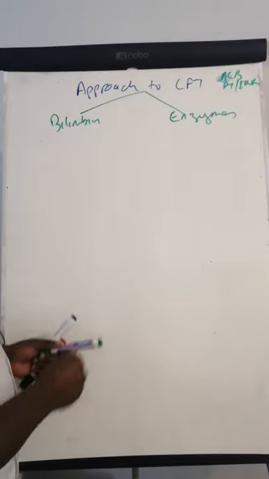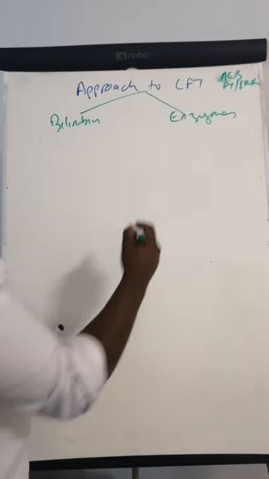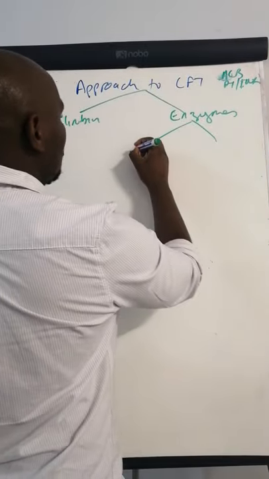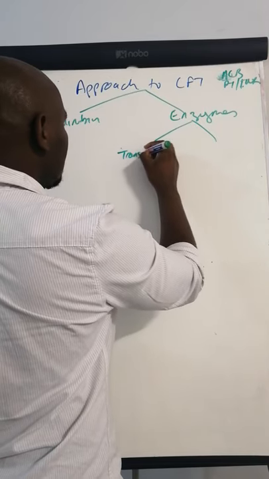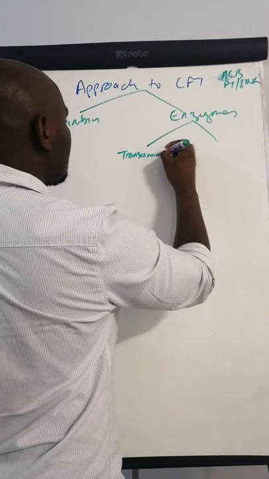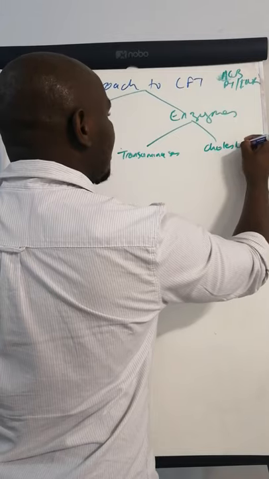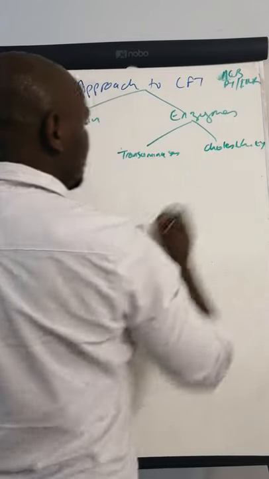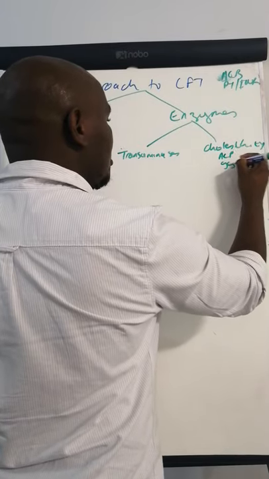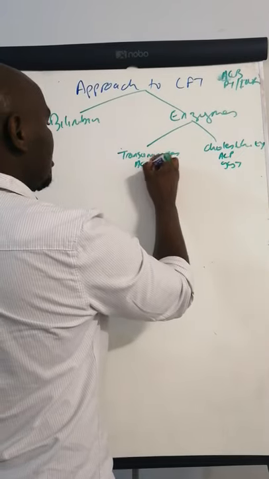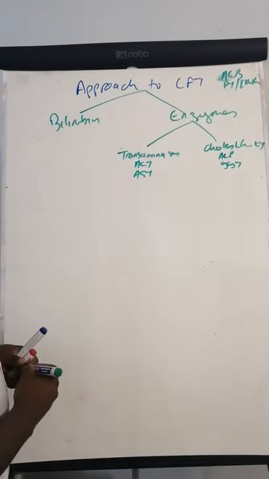So what I normally do is look at the enzymes first and say, okay, what is happening? And remember, enzymes can be broken down into two. You've got your transaminases, and you've got your cholestatic enzymes. The cholestatic enzymes, as we know, are ALP and GGT. The transaminases are ALT and AST.